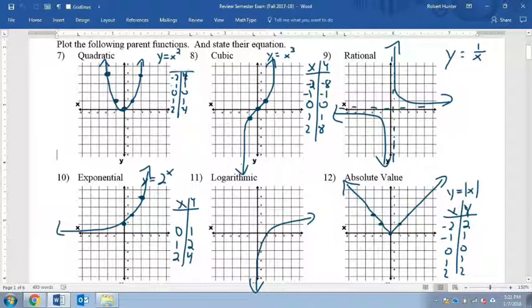And those are your parent functions. Again, you don't have to spend a whole lot of time on this. If you're completely lost, don't worry about it. Just keep on moving. But that's what they are.